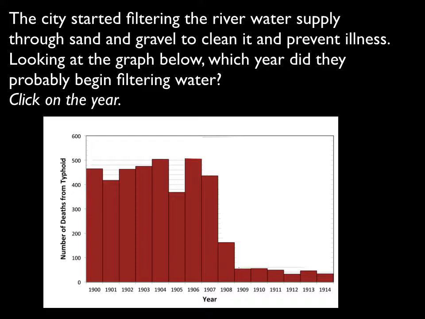So can you look at this graph below and figure out which year they probably began filtering the water? This particular assessment is assessing your ability to apply your analyzing and interpreting data skills. Let's take a look at it here, and hopefully you see that the number of deaths from typhoid dropped very suddenly around 1908 and a little bit more in 1909. In fact, those are the two years that they worked on the water system, completing the first stage in 1908 and the second stage by 1909. And you can really see the effects here.